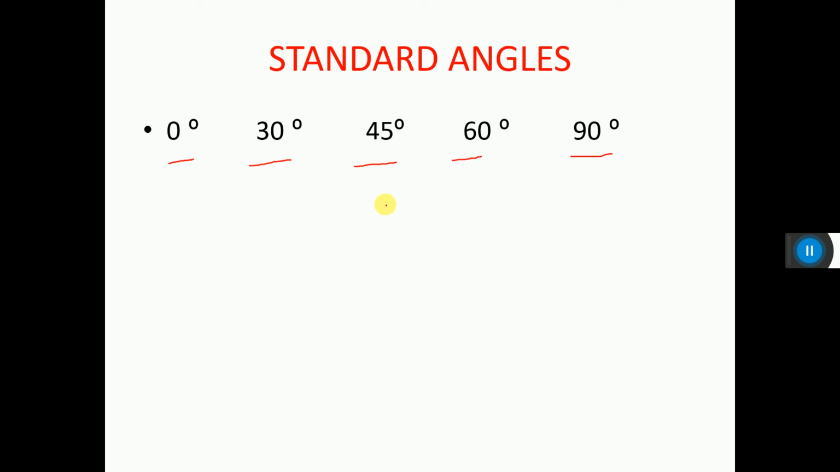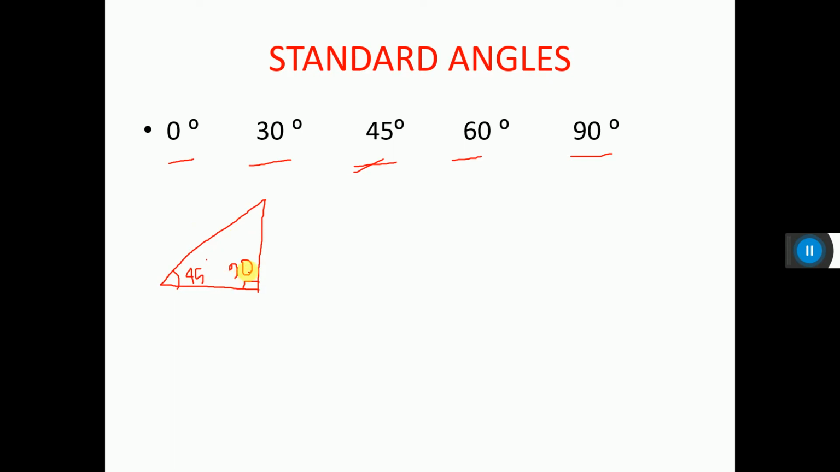I am showing you 45 degree first. I am drawing one 45-degree triangle. Now, in a triangle the sum of all the angles is 180 degree, so one angle must be 90 degree. This is 45 degree. So what will be the remaining angle?